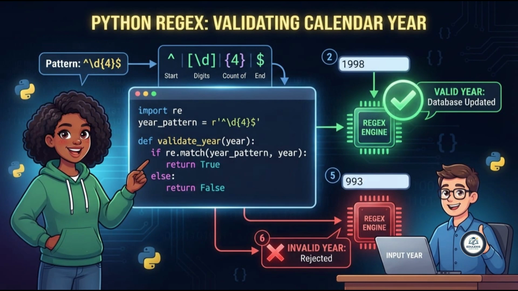Let's write a quick script to validate a calendar year input. A standard year must have exactly 4 digits. Our pattern starts with a caret, then our character set 0 to 9, followed immediately by a quantifier of 4 inside curly braces, and ends with a dollar sign. If a user types a 3-digit number like 998 or a 5-digit number, our regex pattern rejects it instantly, keeping our database clean.